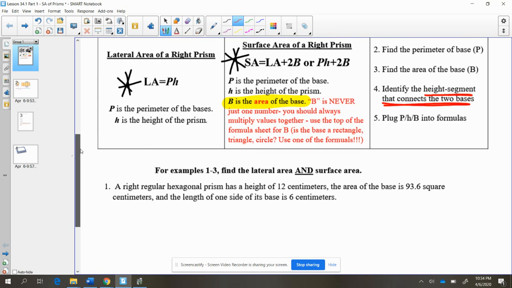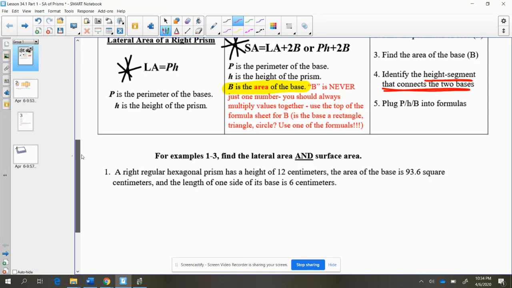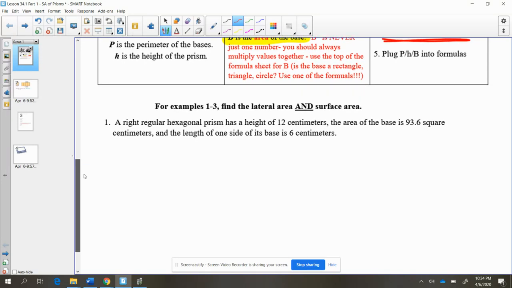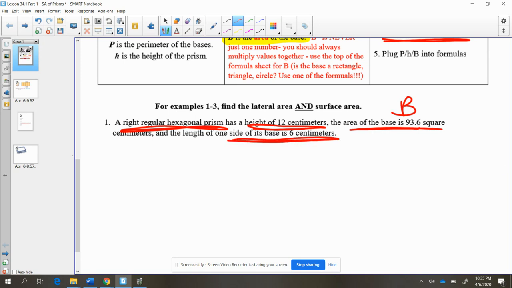And you're always going to have that formula sheet with you. So for each of the 3 examples we're going to talk about here, we're going to find the lateral area and the surface area. And the first one is going to talk about a right hexagonal prism. The height between the 2 bases is 12 centimeters. The area of the base, aka big B, is 93.6. And the side of its base is 6 centimeters.